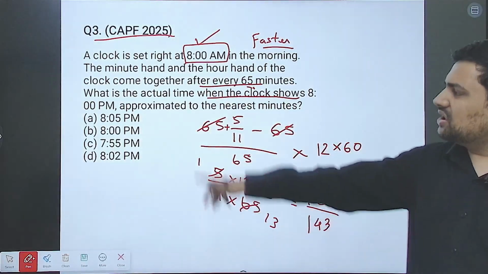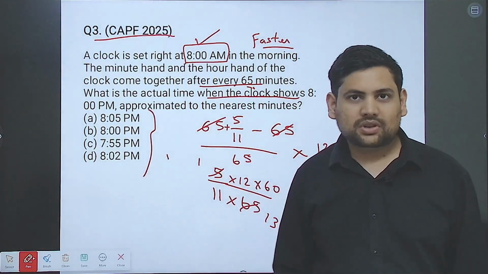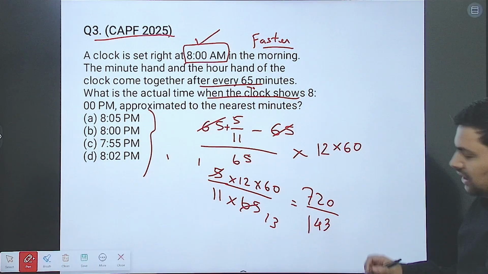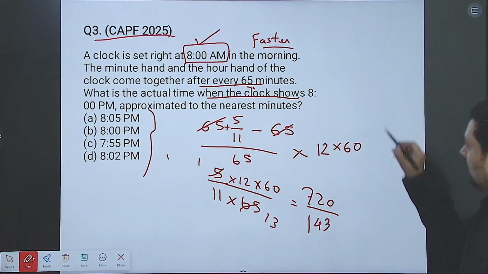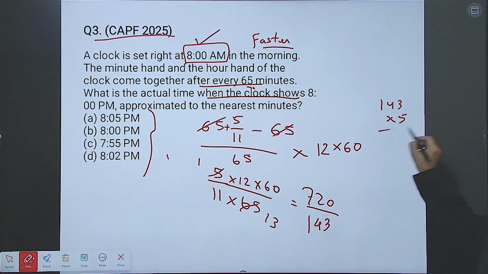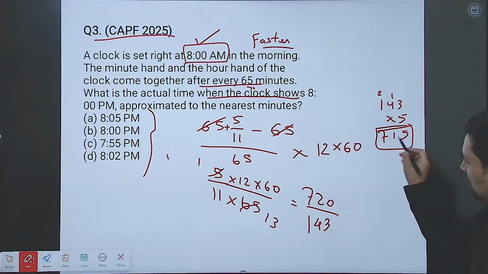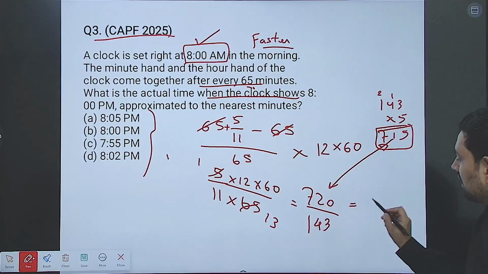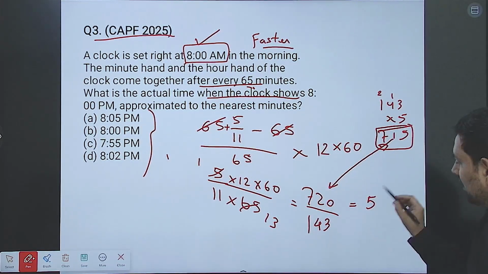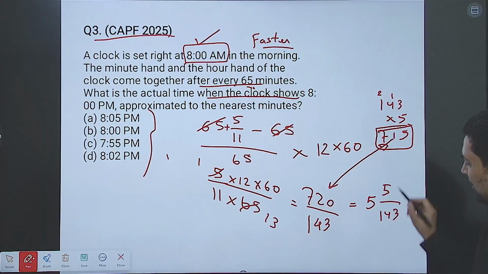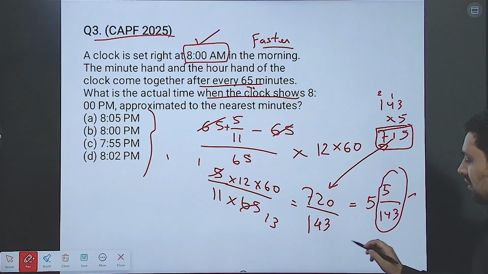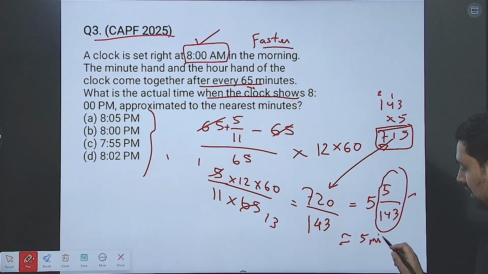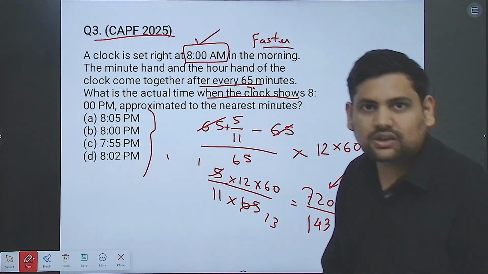11 into 13 is equal to what? 143. Now if you see, you need to tell only the approximate time. Only approximate time you need to find. So 143 into 5 is equal to what? 143 into 5: 5 3s are 15, 5 4s are 20 plus 1, 2 carry, 5 ones are 5 plus 2, 7. So this comes out to be 715. So approximately 720, 715, same thing. So the time will come out to be 5, it will go completely, then 5 will remain by 143. So ultimately 5 by 143 is a very small number.